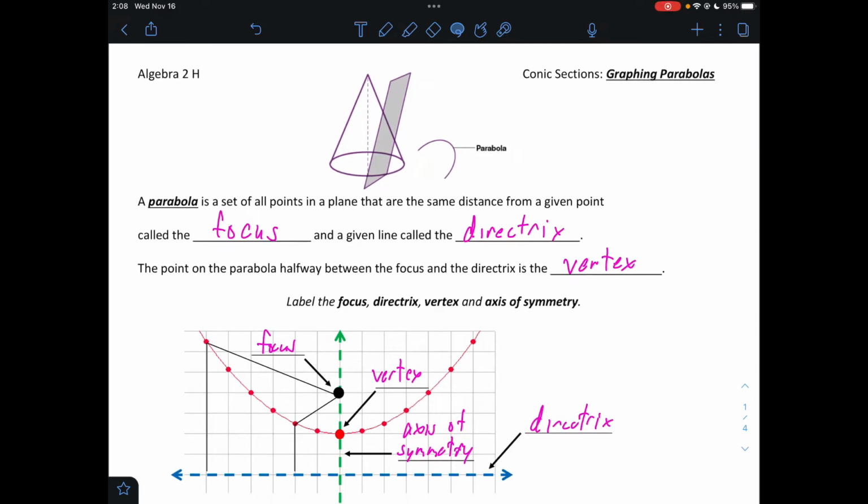Hello out there. Thank you for watching my video today on graphing parabolas. It's our second conic section. After we did circles before, now we're going to focus on parabolas.